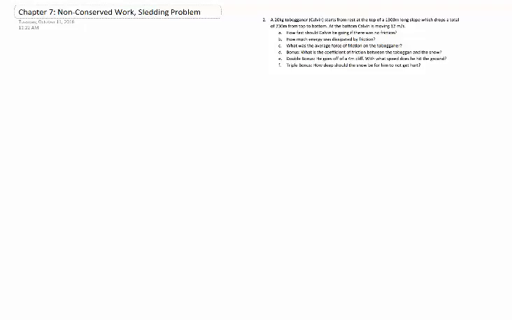Okay, this is going to be me solving the Chapter 7 non-conserved work sledding problem that we introduced in class. I didn't actually solve it in class, so I just wanted to give you a chance to see how you would go about solving this. If you remember, this tobogganer, Calvin, starts from rest at the top of a hill and goes down a certain slope.